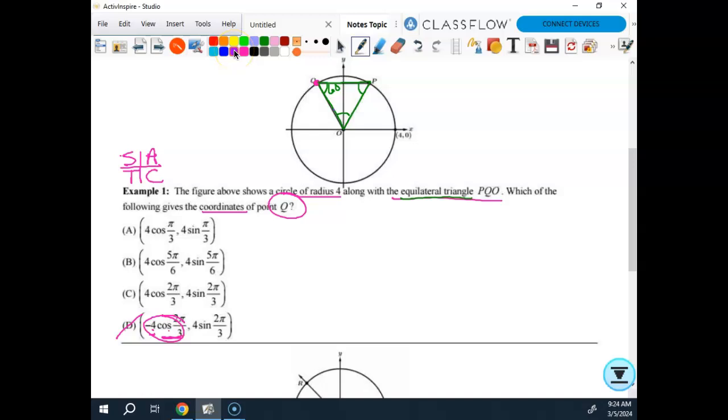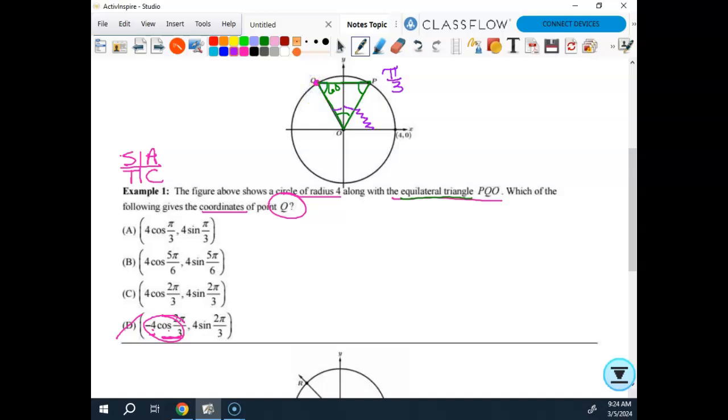Which means that these two here would each have to be what? 30. Which means that this angle is 60, yes? So 60 in radians is pi thirds. So point P is at pi thirds. This is 60. If I go another 60 right here, what would this angle be?